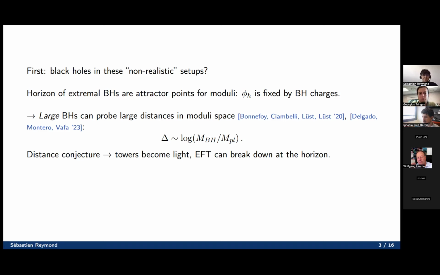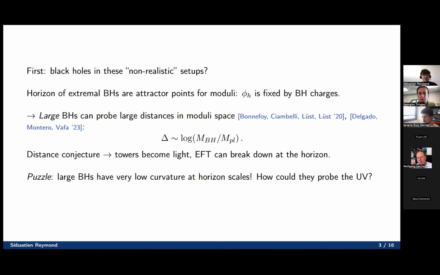Now, maybe for you, this is a bit surprising and a bit puzzling because large black holes famously have quite low curvature at horizon scales. The biggest black holes we're aware of, say in the center of galaxies, supermassive black holes, we think for sure at the horizon scale, it's almost flat space. There's very low curvature and very low energy density there, except for, of course, accretion disks, but whatever. So how could they probe the UV?